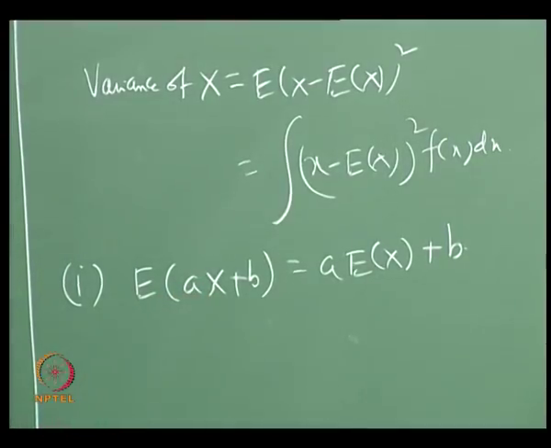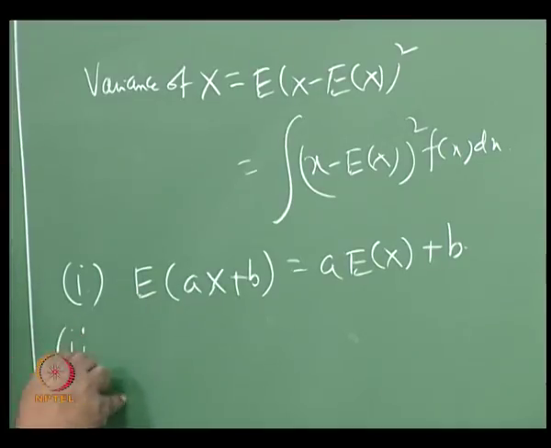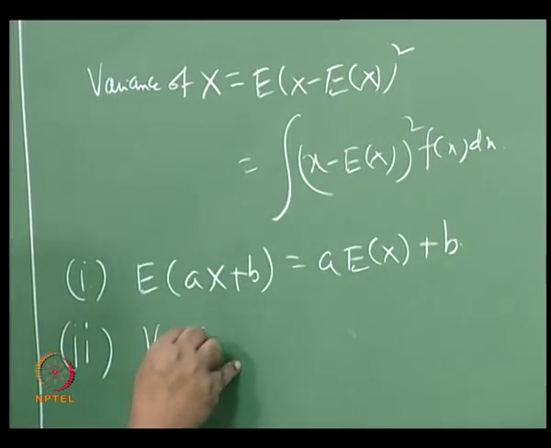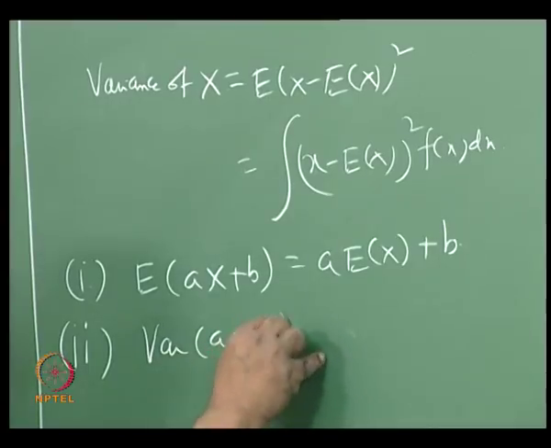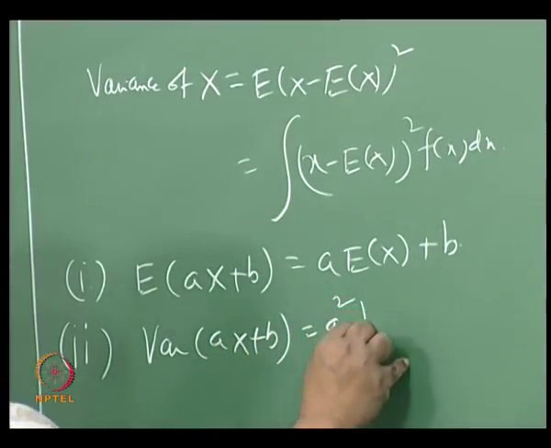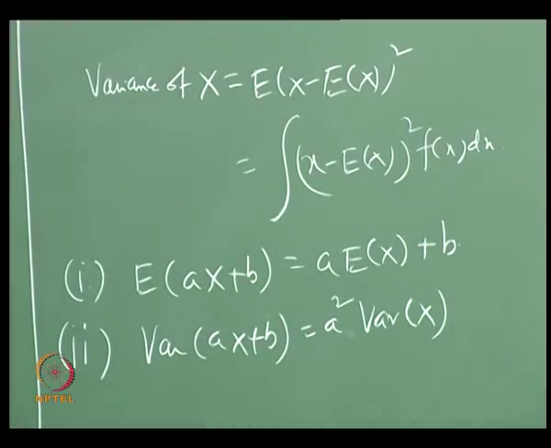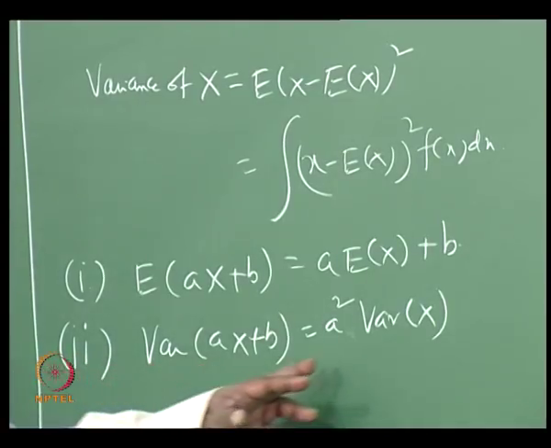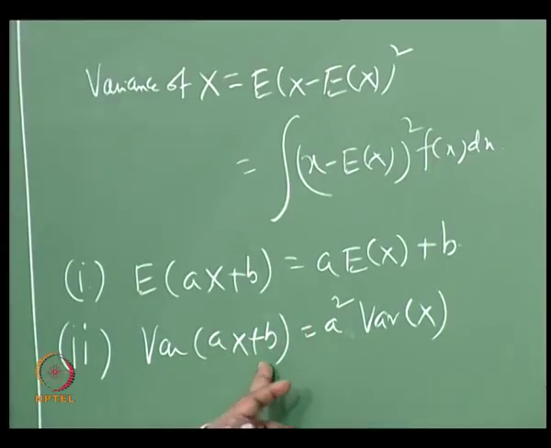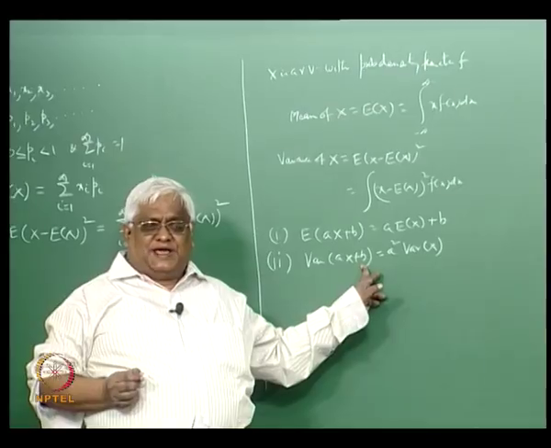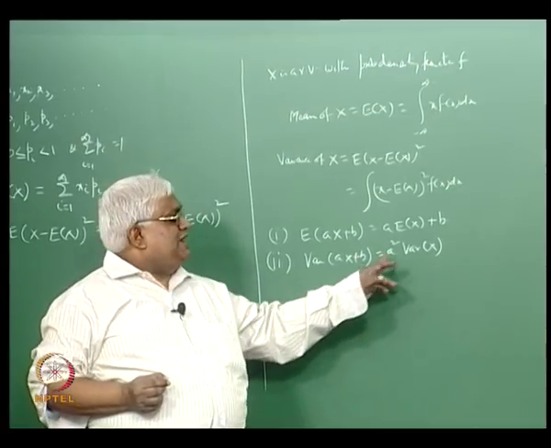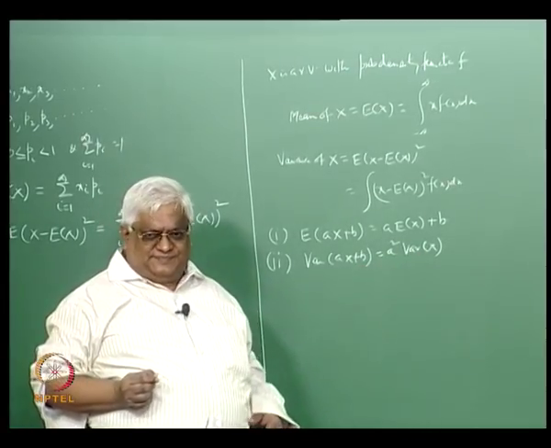Okay. Now, property two: variance of aX plus b is equal to a square times variance of X. That means the b does not have any impact. Whatever b you take, it does not matter, it will be a square variance of X.